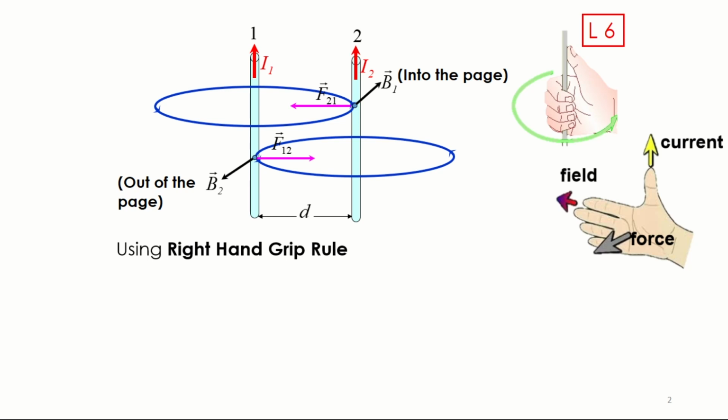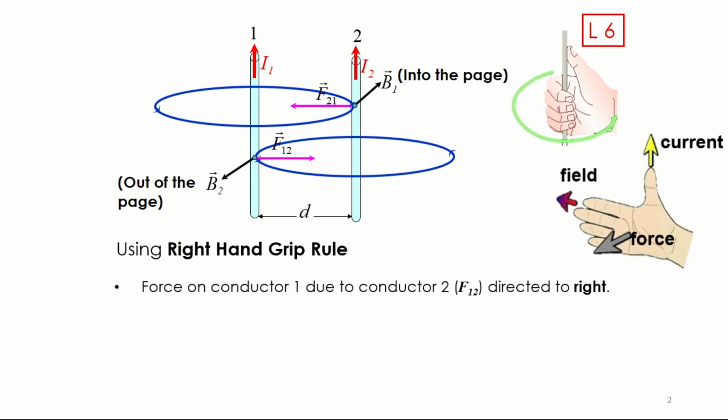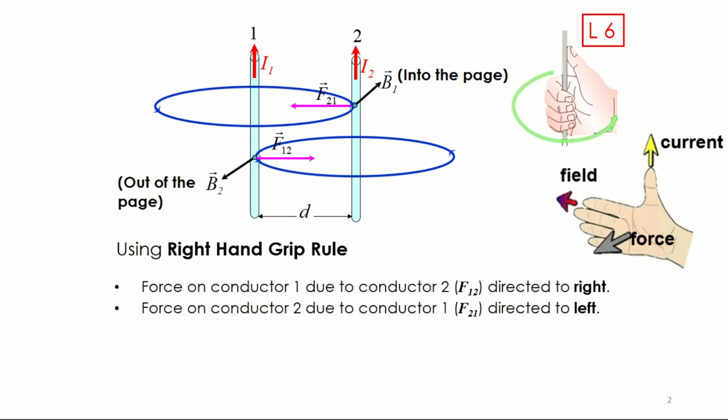We use the right hand palm, so you can determine the direction of F12 and F21. The force on conductor 1 due to conductor 2, F12, is directed to the right, and the force on conductor 2 due to conductor 1, F21, is directed to the left. So the two conductors attract each other. We call it attractive force.